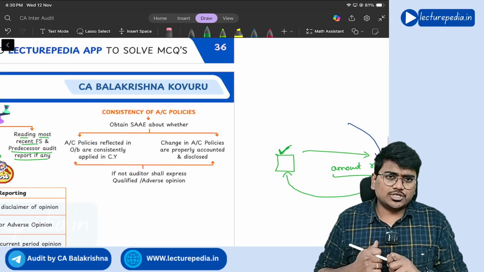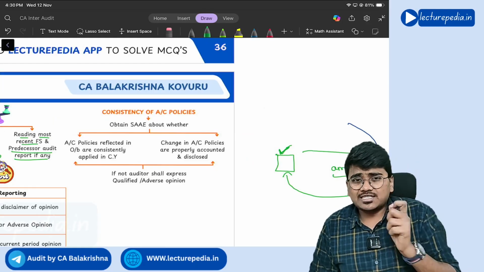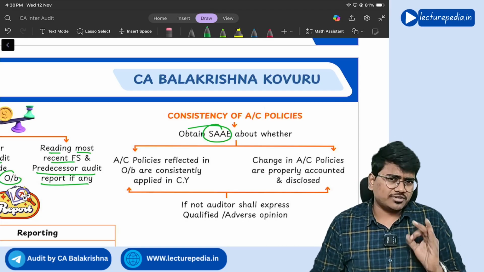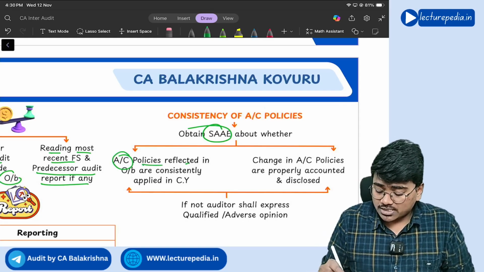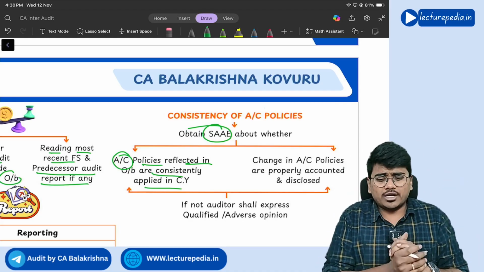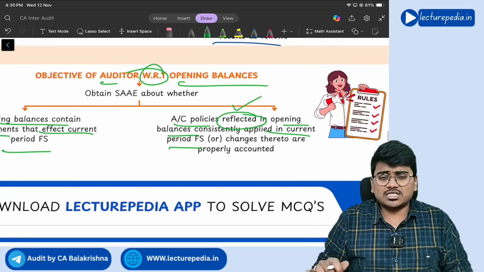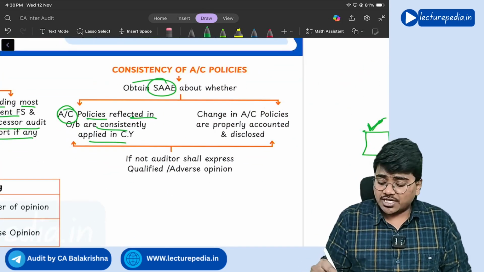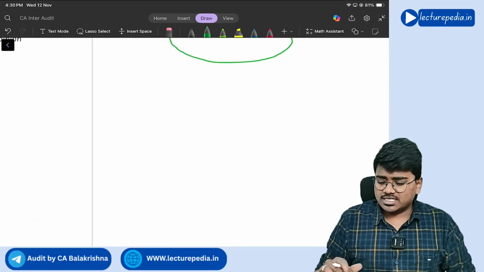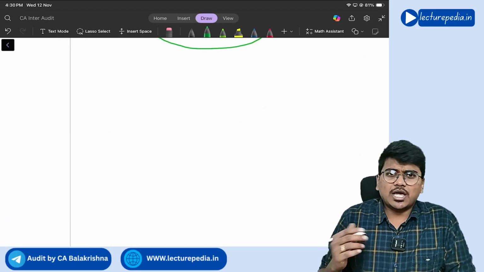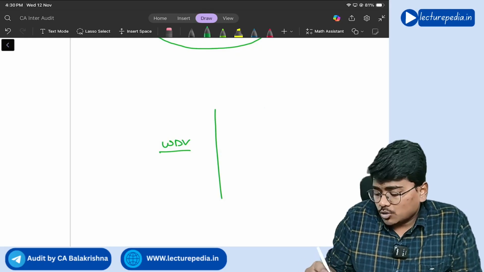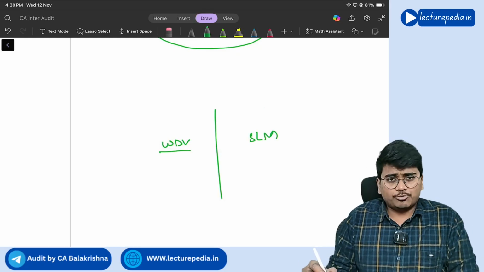Next, another thing that you need to ensure is that there should be consistency in the accounting policies. So you need to obtain sufficient appropriate audit evidence about whether accounting policies reflected in the opening balances are consistently applied in the current year. This point we have already seen, right? In the objective itself we have seen it. So if at all there is a change in the accounting policy, check whether it is properly accounted for and disclosed. Let's say, for example, in the previous year you provided depreciation by following the written down value method. In the current year, you are following the SLM method. Is it proper? No.